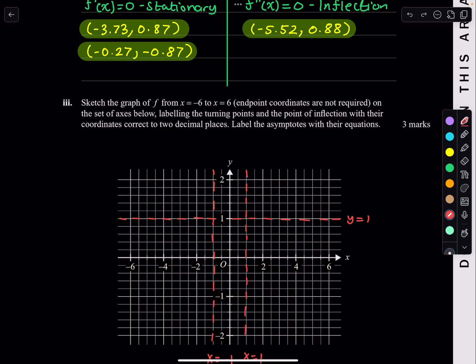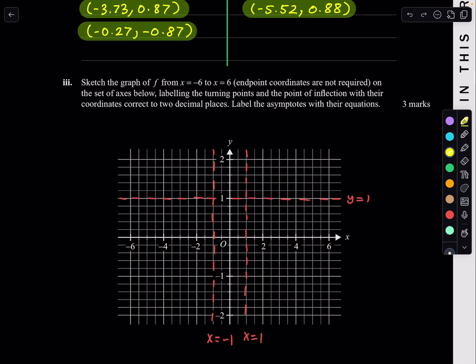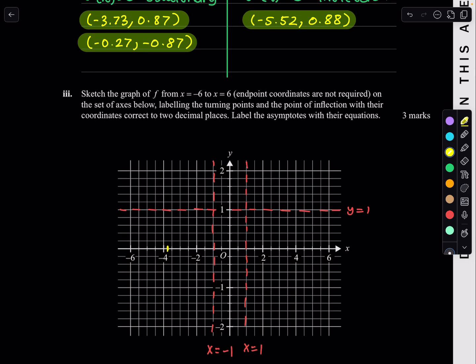Now what we can actually do is put these points here, label them here, and then we can just use our CAS to know what the shape of the graph looks like. So the first point is negative 3.73, so somewhere around here. And then the y value is 0.87, so 0.8, so 2, 4, 6, 8, so around right over there. That's the first one. What about this one over here? It's negative 0.27, so somewhere around here, and the y value is negative 0.87, 2, 4, 6, 8, somewhere around here. Done. So that's the other one.